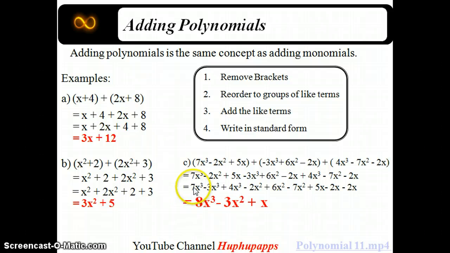So now we're here, so we'll go 7 take away 3, which is 4. 4 plus 4 is 8x cubed. Negative 2, so be careful because a lot of people will start with just the 2, but this is the negative 2. So negative 2 plus 6 is positive 4. And positive 4 take away 7 is a negative 3. So this gives you negative 3x squared. Plus 5, or sorry, 5 take away 2 is positive 3. Positive 3 take away 2 more is a positive 1x.